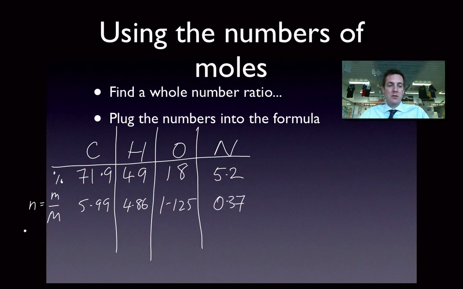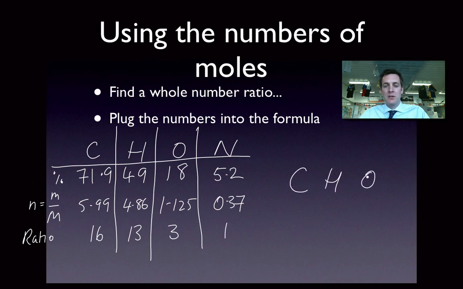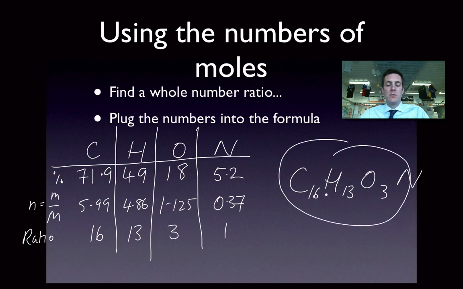And the last thing that remains to do here is to put the ratio in. Okay, and the ratio of these numbers is found by dividing them all by the smallest one. Divide that by 0.37, we get 16. Divide that by 0.37, we get 13. That one we get 3, and that's 1. So we can just go ahead and write our formula, C, H, O and N, and we've got 16 of them, 13 of those, 3 of them, 1 of them we don't write ones. So there we are. There's our empirical formula.